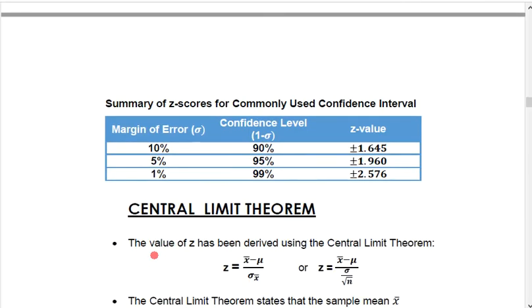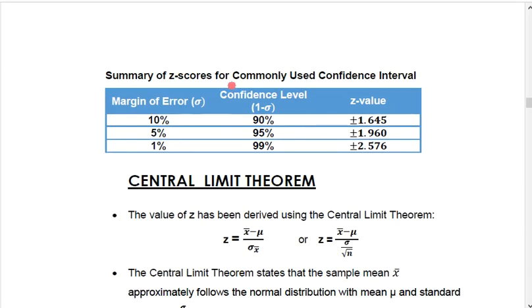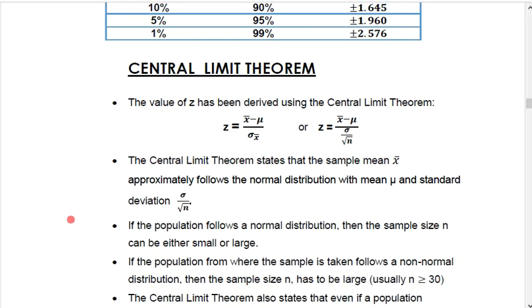Okay? So, ito yung summary of z-scores for commonly used confidence interval. So, kapag nakita nyo na ang confidence interval ay 90%, that would be 1.645. Kung 95% naman ay 1.96, or kung 99%, that would be positive negative 2.576. Okay? So, let us have the central limit theorem.